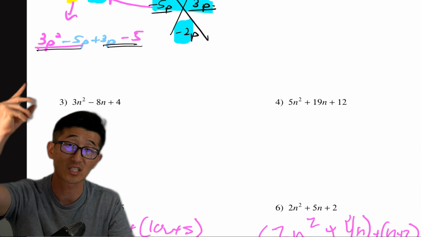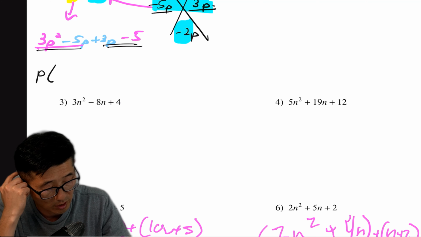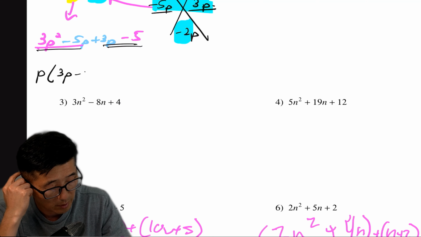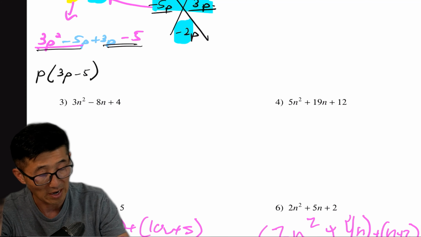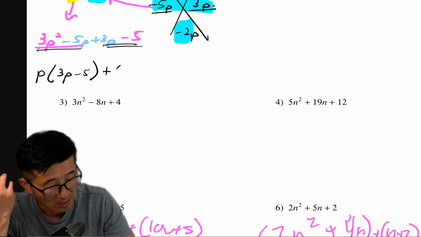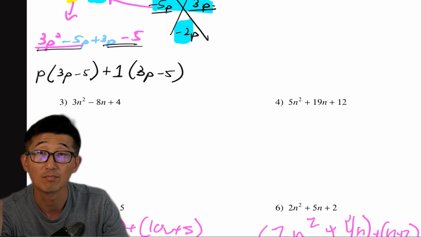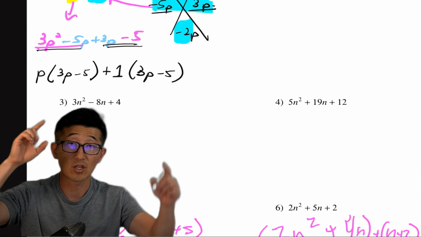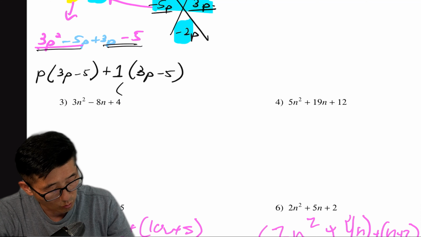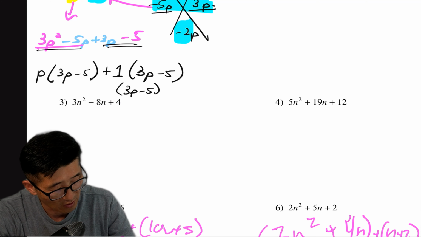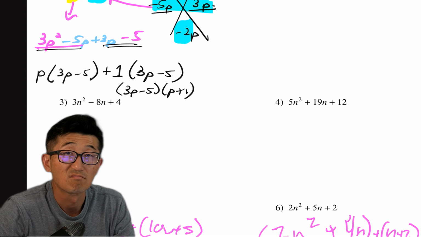Well, the only factor that's common between those two is the letter what? P. So go p parentheses 3p minus what? 5. From the second one, there's nothing factorable, so you just write it like this: 3p minus 5. You see it? So now you can factor out a 3p minus 5 and have a p plus 1. So this will be 3p minus 5 times p plus 1. And that's how you factor it.